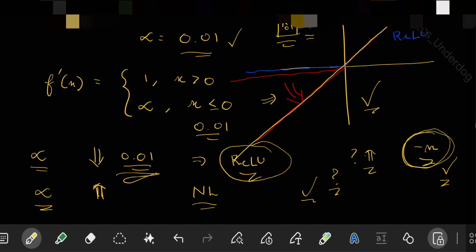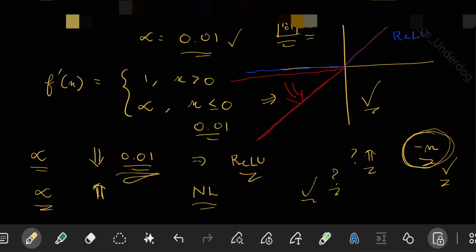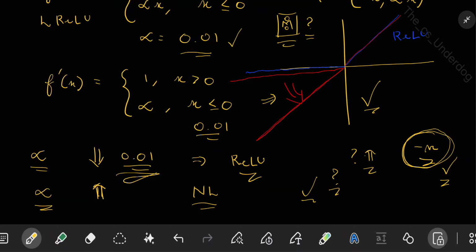See, this is a linear line. So if you're having a linear line, then it is not going to introduce any non-linearity. So there is no purpose of having this activation function at all. It just adds a linear layer. So if you increase the value of alpha, the whole purpose of having the activation function itself will go invalid. So you can't increase alpha to an extent where this particular function starts approximating a linear function. That is an even bigger problem.